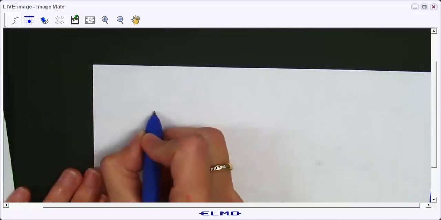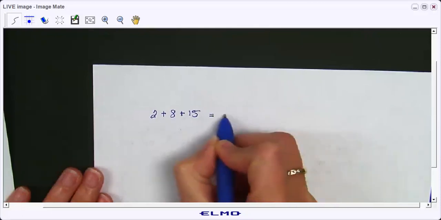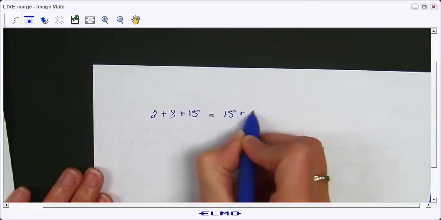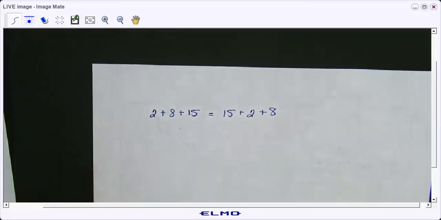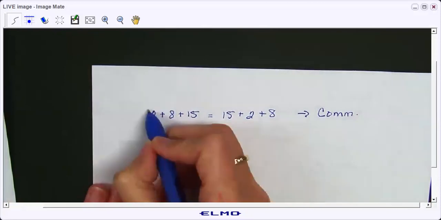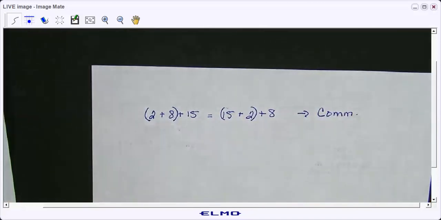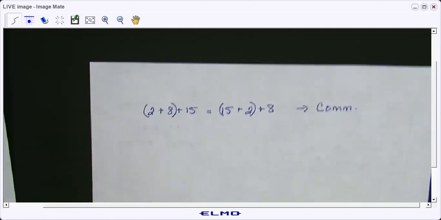Okay, what if I had 2 plus 8 plus 15? And then 15 plus 2 plus 8. What is that? It's commutative. Okay, what if I had parentheses here and parentheses here? It's going to be commutative. So even if there are parentheses, what you always need to do is you need to check the order. If the order is mixed up with multiplication and addition, it's always going to be commutative, even though there are groupings here. Okay, it will always be commutative first. Okay. All right. Let's go back.